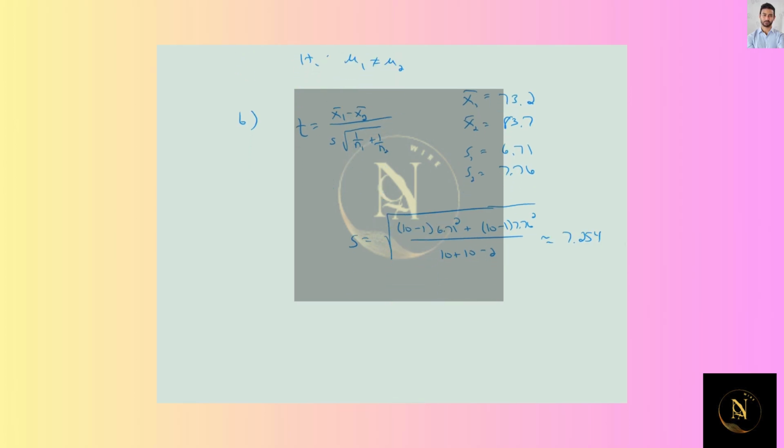So now for our test statistic, we've got 73.2 minus 83.7 over the pooled standard deviation times the square root of 1 over the sample sizes. And that calculates to negative 3.237.